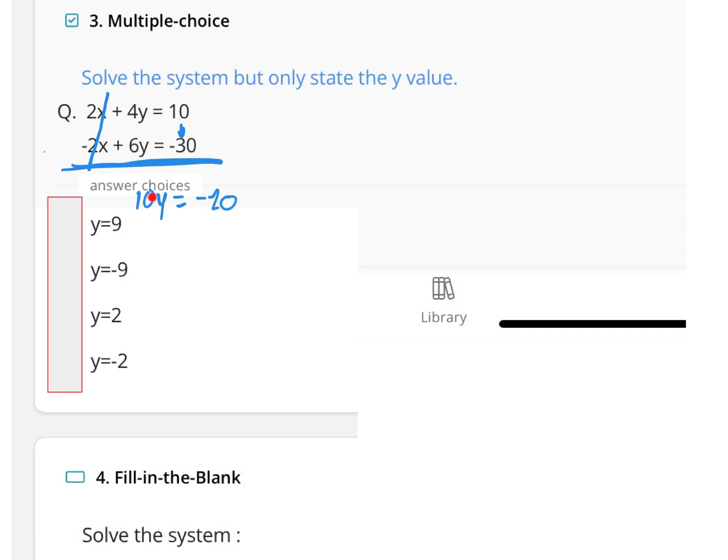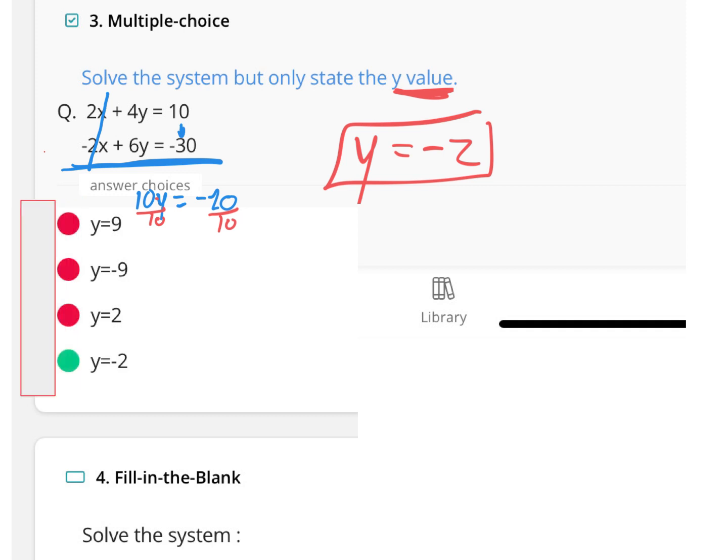So this is a simple one-step equation in blue. 10 times y equals negative 20. You want to get rid of that multiplication of 10 in front of the y, you're going to divide by 10, and that'll be y equals negative 2. That's what they're asking for, state the y value. So we already know that the answer will be this one right here, as you can see. There it is. That one's the only one in green.